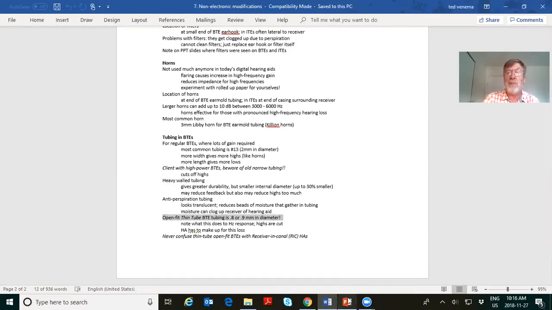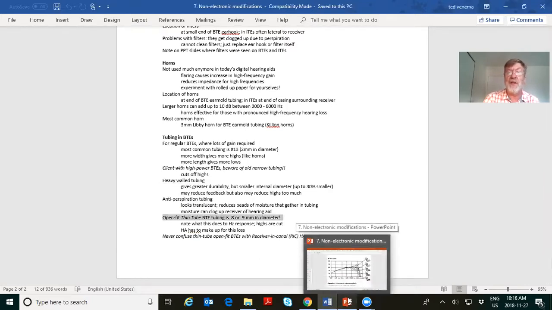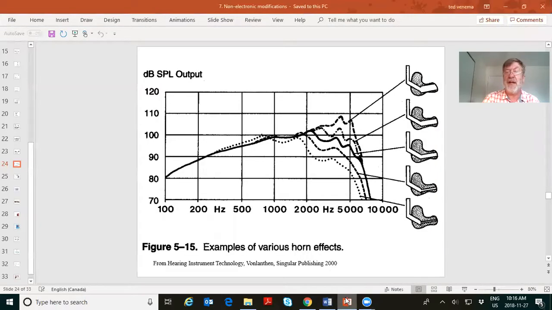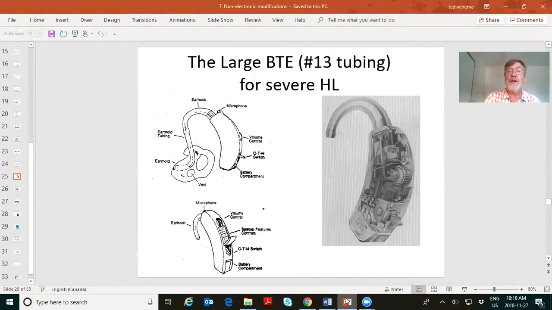And let's look at our PowerPoint slides. And remember here, never confuse thin tube open fit BTEs with receiver in canal hearing aids. They look similar, but as I've shown you before, they're different animals. So as we go here, this is the large BTE, number 13 tubing, more for severe hearing loss.